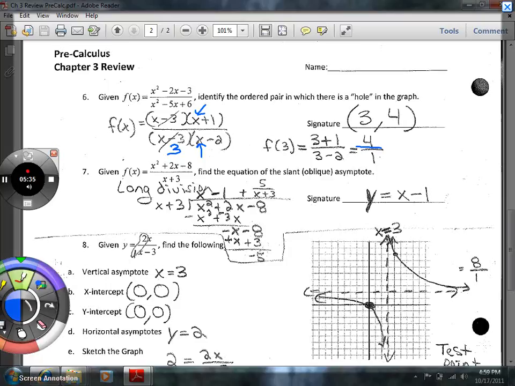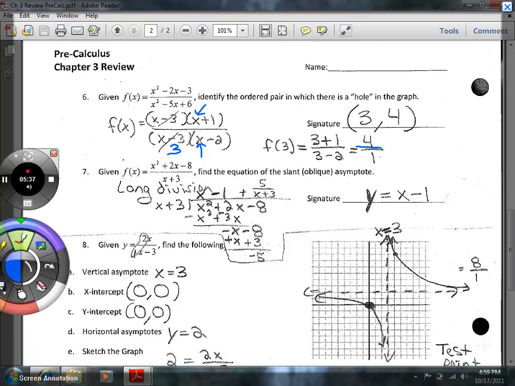Number 7, the long division, is how you figure out the slant asymptote. The way you know you need to do that is when the power here on the top is greater than the power on the bottom. That would require long division in the oblique asymptote. So we do long division, and all you're concerned about is the actual dividend, and then the remainder we're not worried about. So your answer here is, what I have, y equals x minus 1.